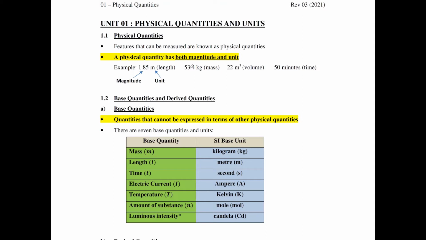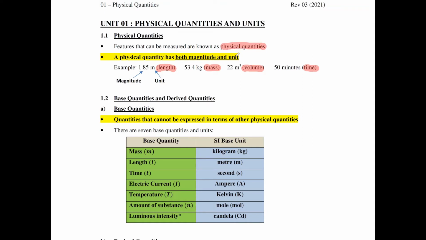Now, if you want to make sense of the world around us, there are certain things that we can measure. For example, the length of a pen, the mass of a person, the volume of water inside a glass, or perhaps even the amount of time that has elapsed after a certain event. Features that can be measured are known as physical quantities.